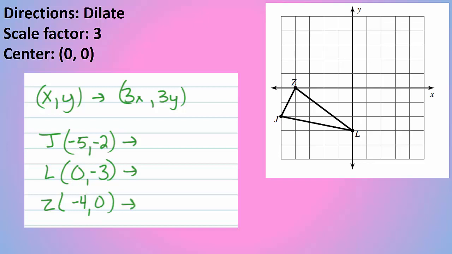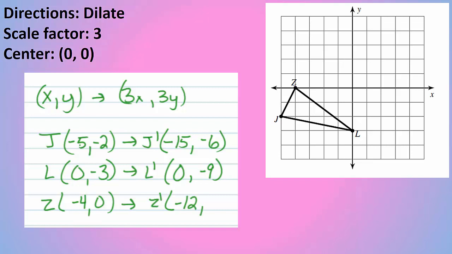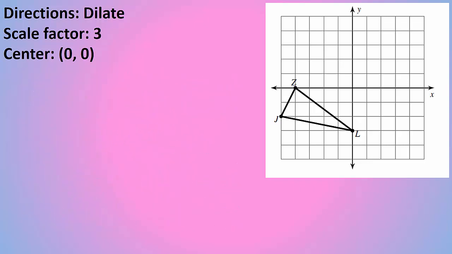And so now we can dilate. Negative 5 times 3 is going to be negative 15. Negative 2 times 3, negative 6. L prime, 0 times 3 is still going to be 0. Negative 3 times 3, negative 9. Z prime, negative 4 times 3 is negative 12. 0 times 3 is 0. And so we have sufficient work to justify our solution to the problem.